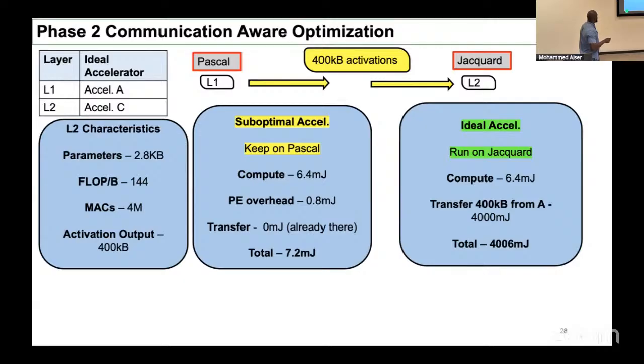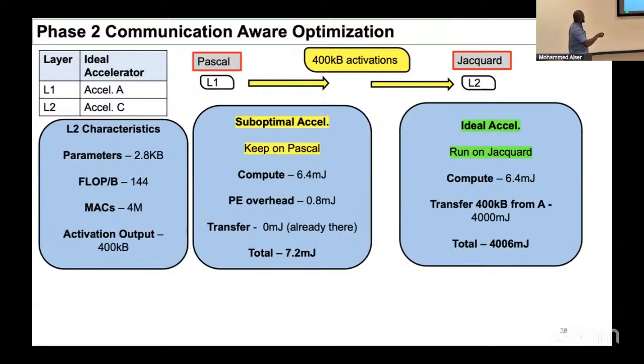But the first layer has 400 kilobytes of activations. So it means that you have to write it to the DRAM and then read it back from the DRAM before you can put it into the new accelerator. So now you have to spend energy, for example, let's say 4,000 millijoules, to transfer the activations.